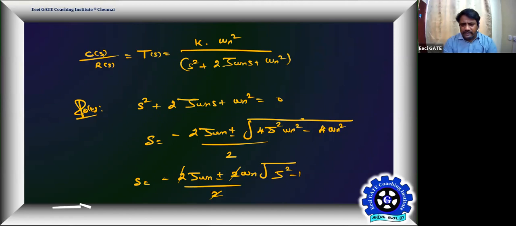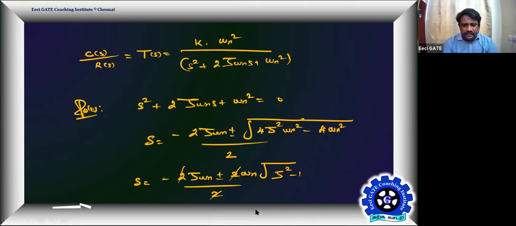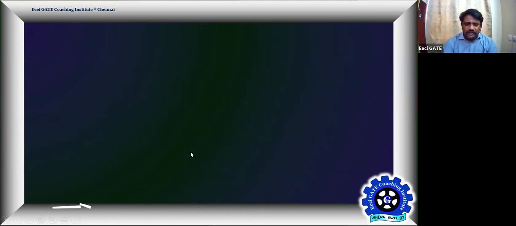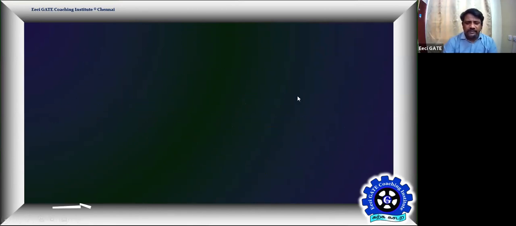So I am getting two roots now. We get this equation finally: S is equal to minus zeta omega n plus or minus omega n into the root of zeta square minus 1. So this is the universal statement. This is applicable for any damping.